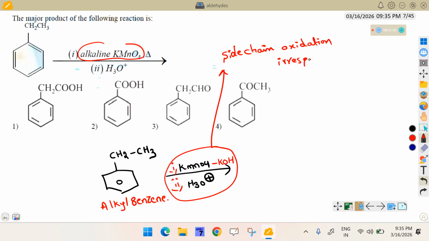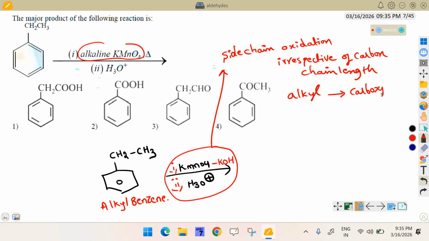Side chain oxidation takes place irrespective of carbon chain length. In this process, the alkyl group is converted to a carboxylic acid group irrespective of carbon chain length. It gives benzoic acid. The correct option is the second option.